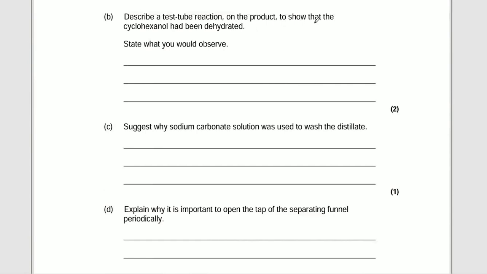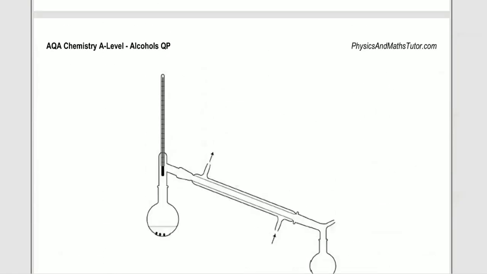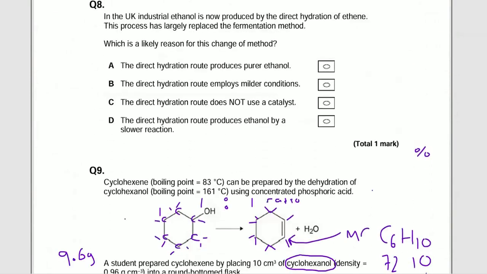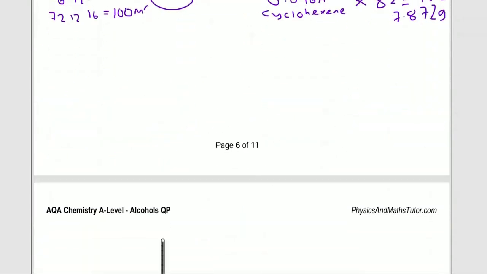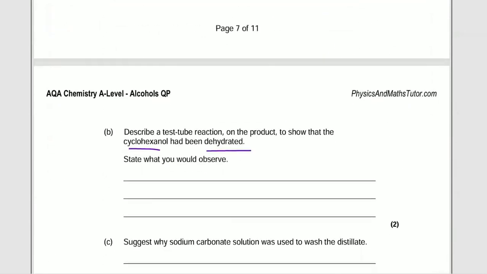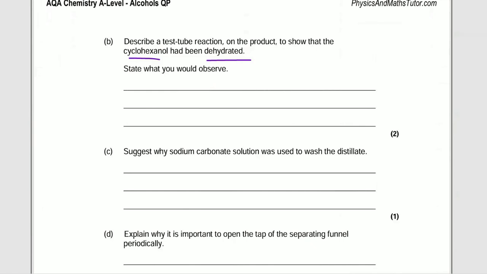Right. Describe a test tube reaction on the product. Remember, the product is an alkene to show that cyclohexanol being dehydrated. So how do we know that we've definitely produced an alkene here? How do we know we've got a double bond? What's the test for the carbon-carbon double bond? Hopefully you should all know. We want to use bromine water.